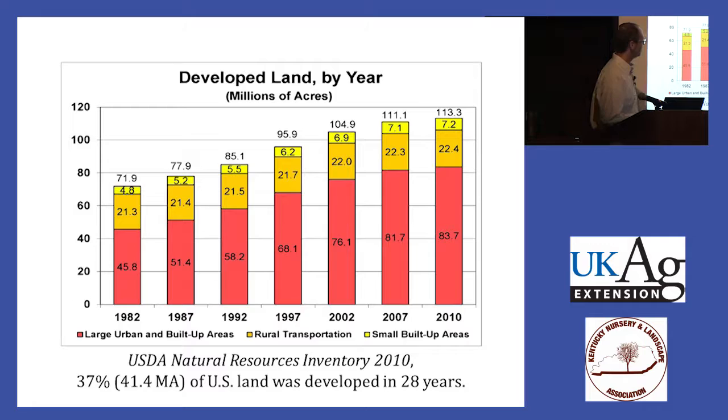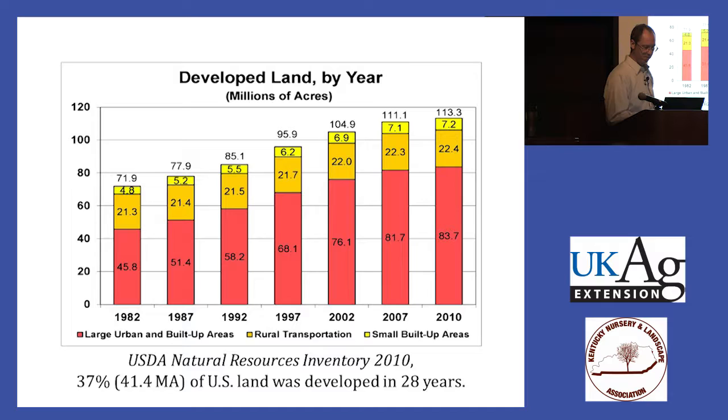And our communities have been growing. The amount of impervious surface has been growing quite a bit. This was a USDA Natural Resources Inventory in 2010 showing that about 37% of our currently developed areas happened in about 28 years. That was up to 2010, so I'm sure it's grown a lot since then.